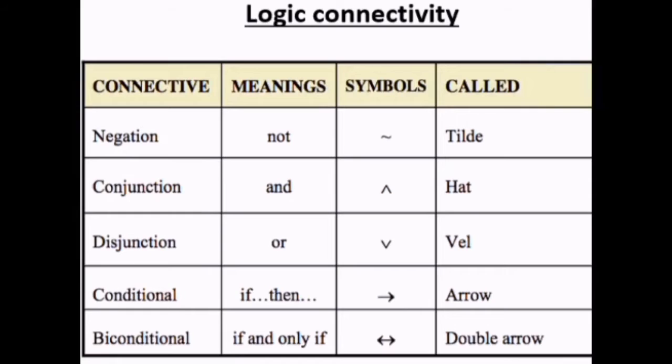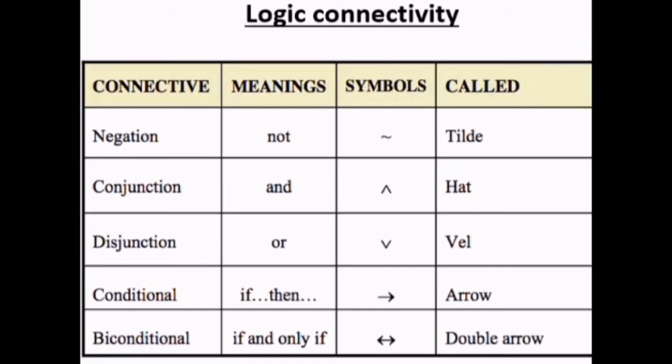While conjunction is a word to connect clauses or sentences, or to coordinate two words. It can be and or but. In symbolic form, it is the hat. For disjunction, the symbolic form is vel. Conditional is a conditional clause or conjunction, meaning it uses if and then. In symbolic form, it is the arrow.